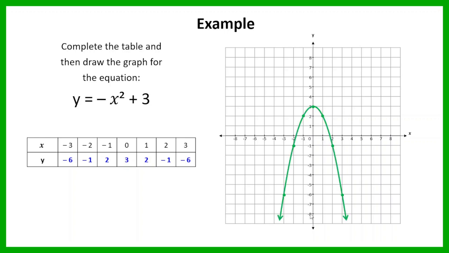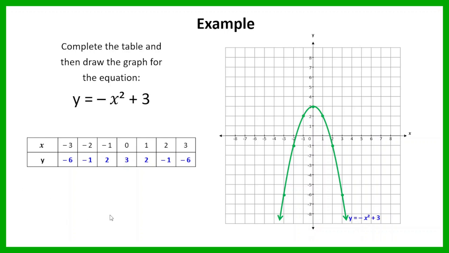Okay, putting arrows on both ends like that, just like we did with the previous one. Because just like with the previous one, you can put in any x value, and you will get a corresponding y value. Okay, so that is what our graph looks like for this equation. And then we need to go and label our graph just like we did with the other ones that we did. So this is y equal to negative x squared plus 3.